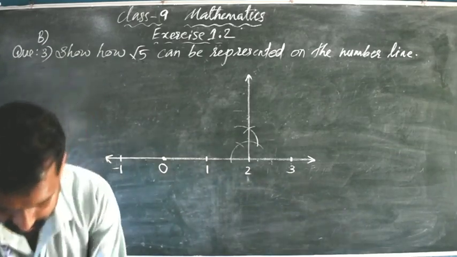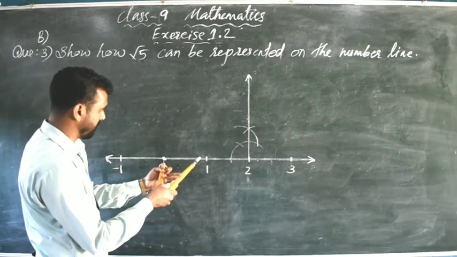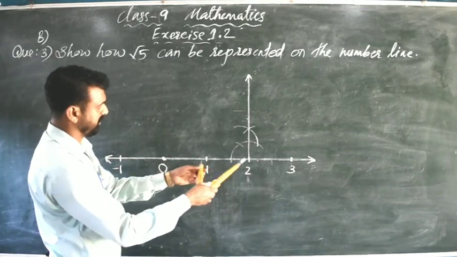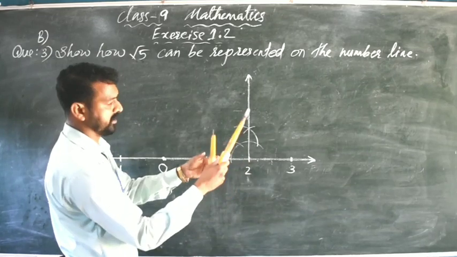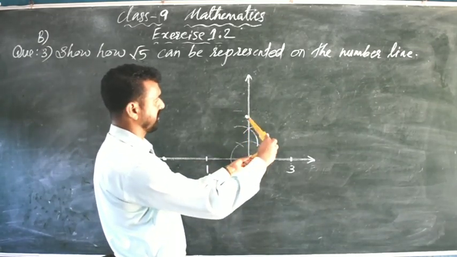Now we have to measure this one with your compass. You measure it 2 centimeter. This one, if you have taken 2 centimeter here, that you measure it. This one is 2 centimeter. And that same 2 centimeter you have to mark it on this line. Here we will mark it.